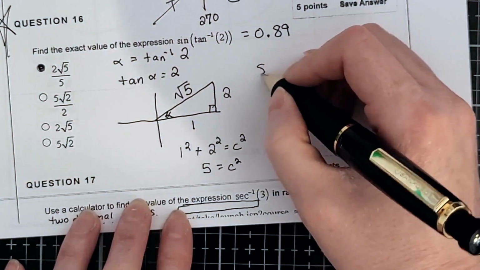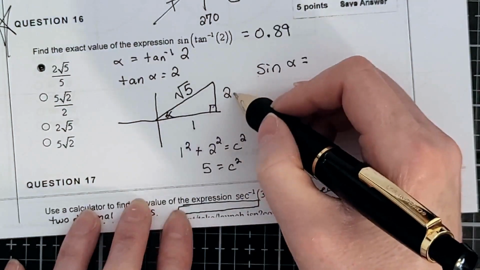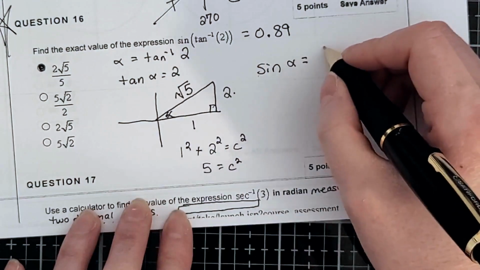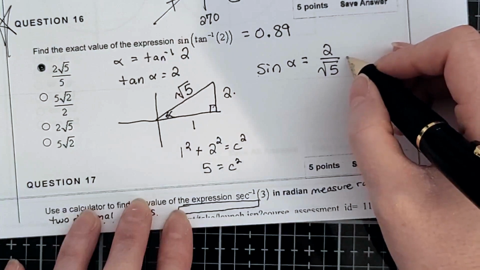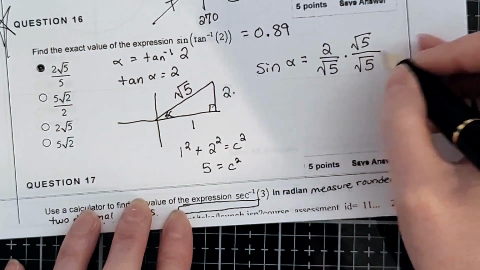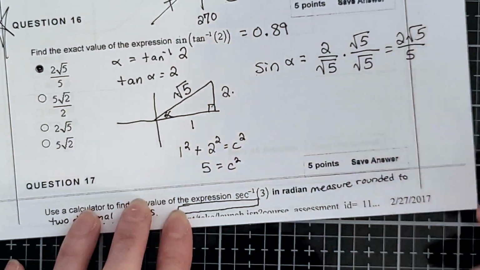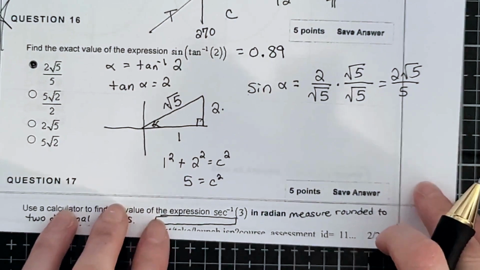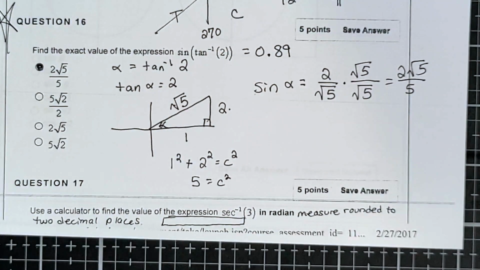Okay, so then we would do the sine of alpha. So opposite over hypotenuse. So 2 over the square root of 5. You need to simplify that. So times by the square root of 5, top and bottom. So I get 2 square root 5 over 5. And that would be the long way of doing question 16. So it really just depends on which method you want to use when you are solving this.